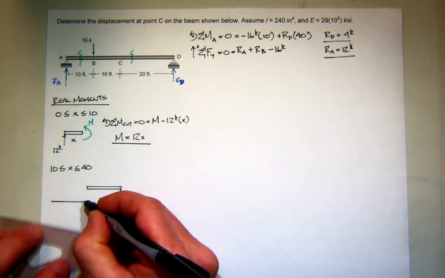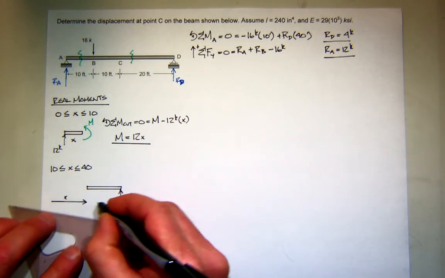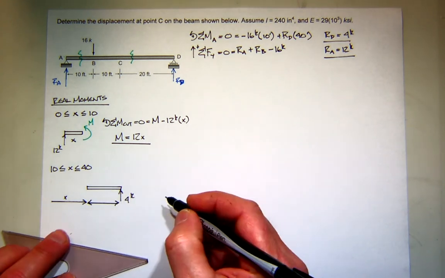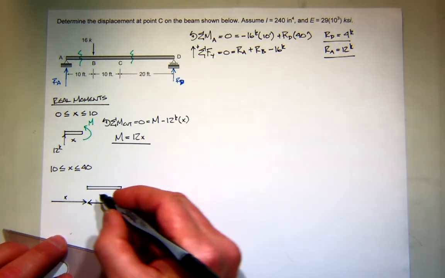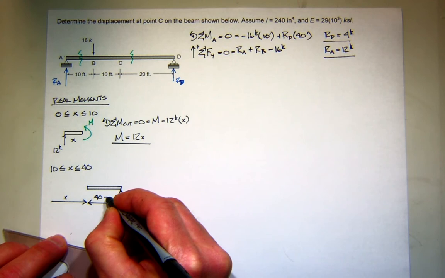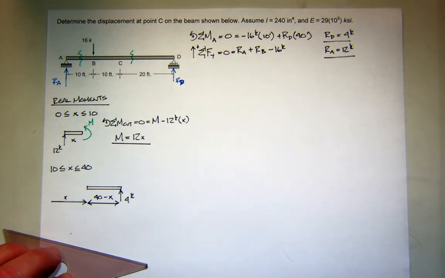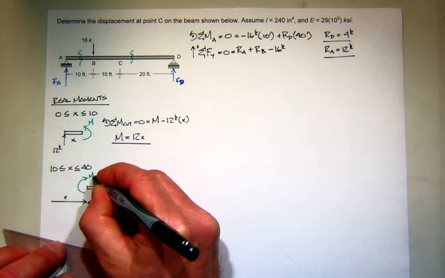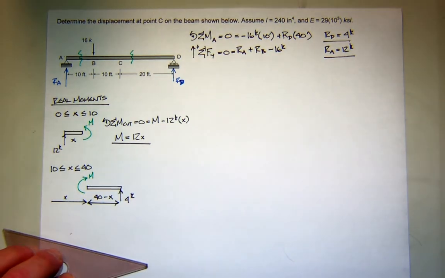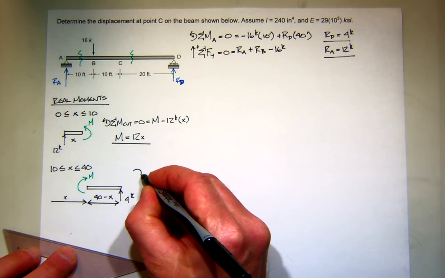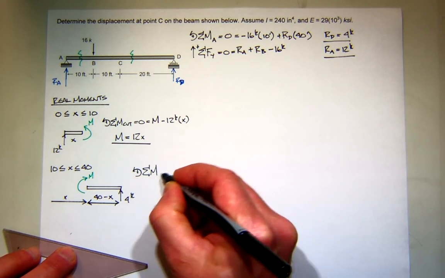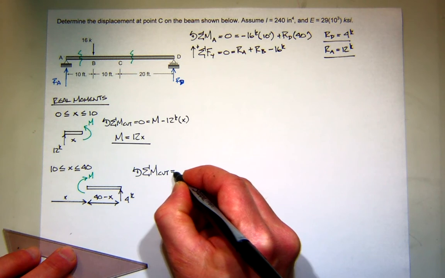And of course, the cut is occurring at some distance x. So what is the length of that section? Yeah, the total distance minus x, which would be 40 minus x. And I'm still worried about my internal moment. Well, that's what I'm trying to find. So now I sum moments about my cut here that I've created.